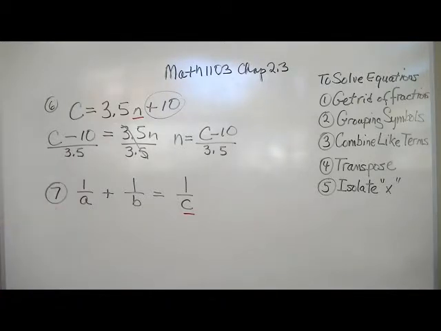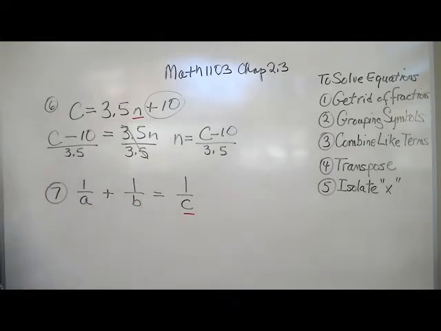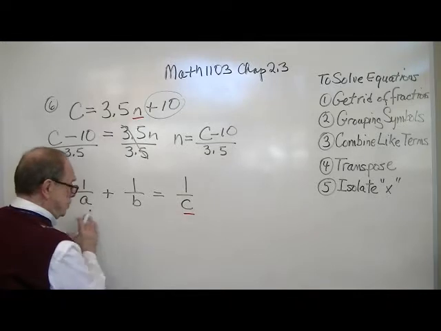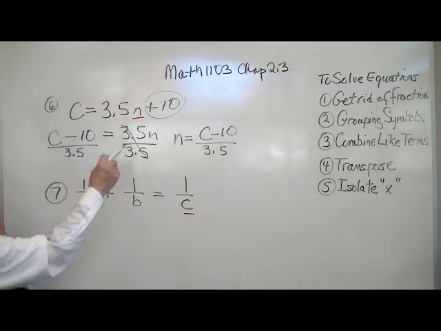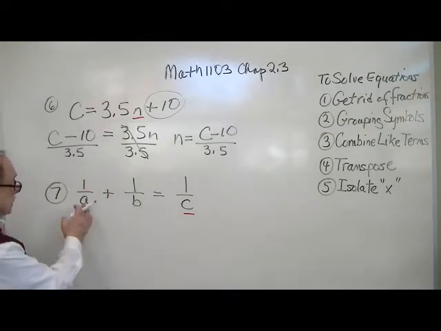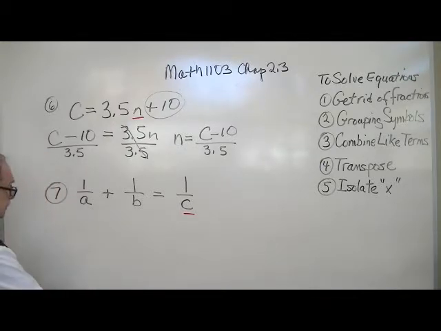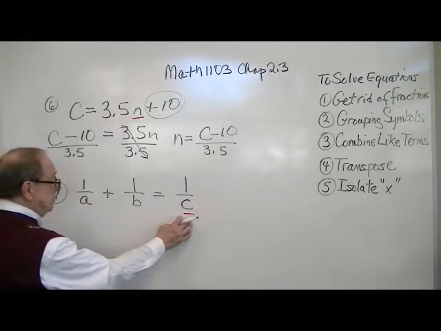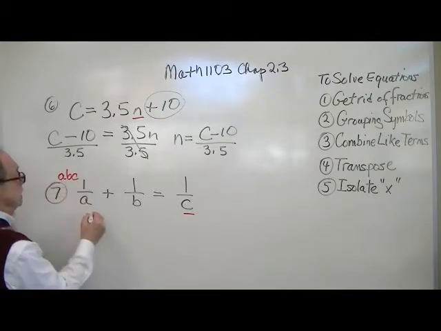This one you'll run into later in the course as you do some things, and they want you to solve this equation for the letter C. And that's step 1, get rid of all the fractions. So these are fractions. Now how do you get rid of all the fractions? Well, you multiply by the lowest common denominator, which happens to be, in this case, A, B, and C. So I'm going to multiply every term by A, B, and C.